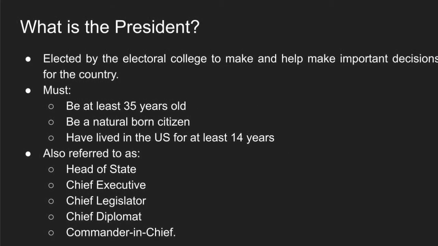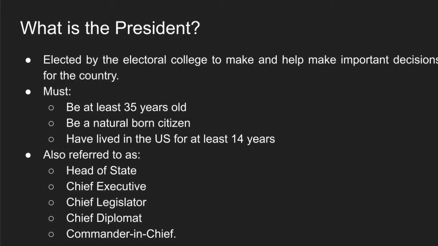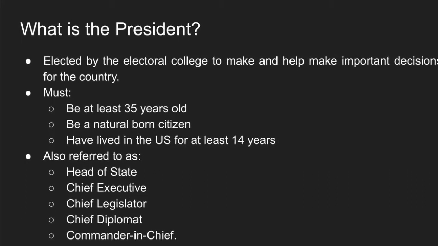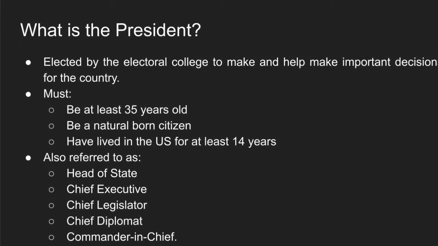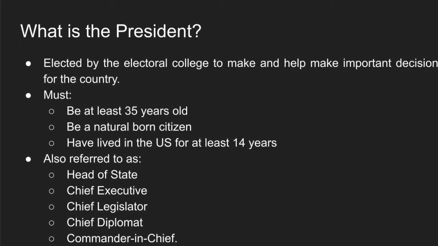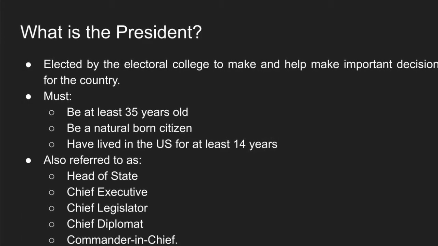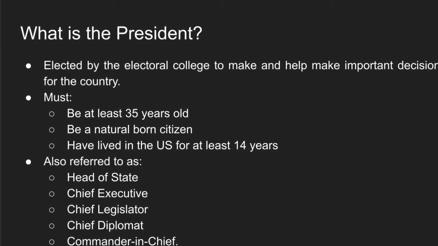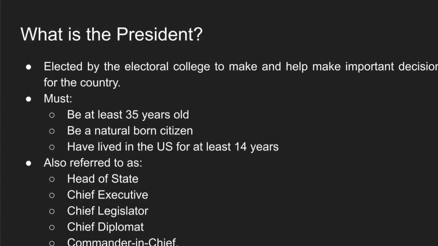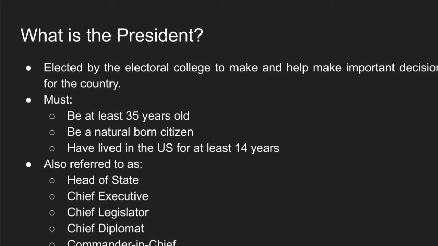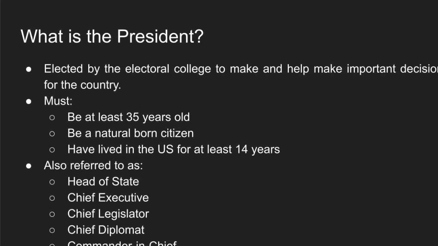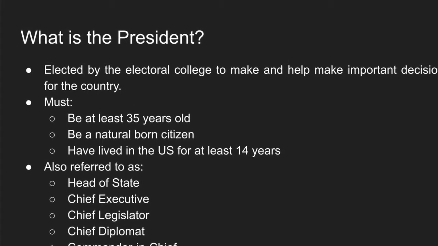The president is elected by the Electoral College to make and help make important decisions for the country. He or she must be at least 35 years old, a natural-born citizen, and they must have lived in the U.S. for at least 14 years. They can also be referred to as the head of state, chief executive, chief legislator, chief diplomat, and commander-in-chief.